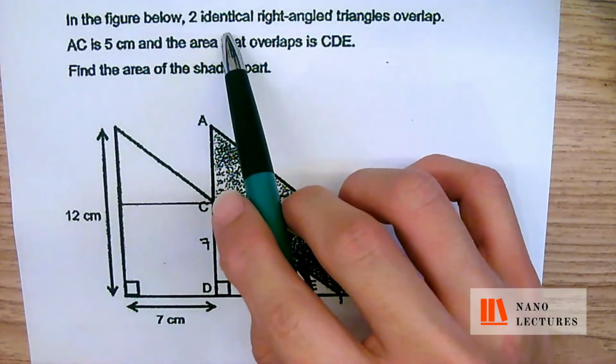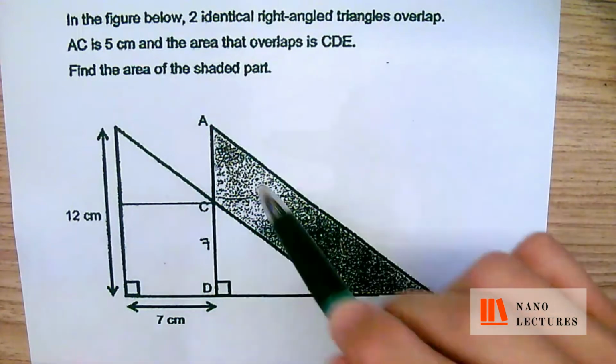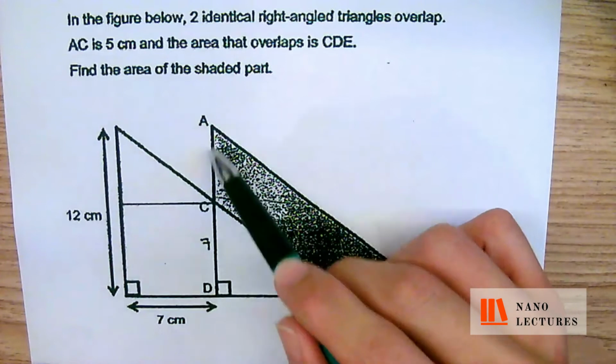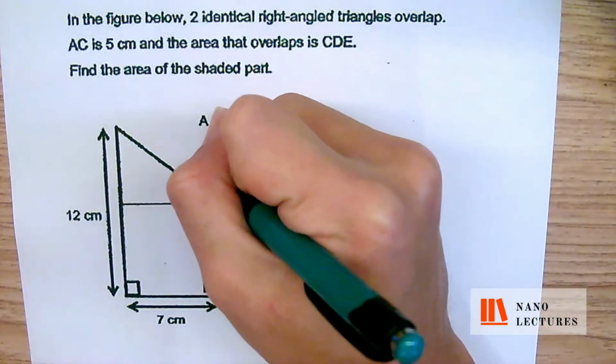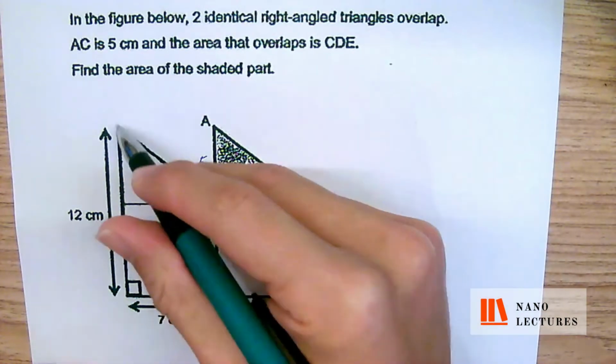In the figure below, two identical right angle triangles overlap. So it's this one, and then they overlap over here. They said that AC is 5, so I'm going to write here 5 cm. And conveniently, they've given us this to be 7. I also know this is 7. If you take 12 minus 5, isn't it 7?